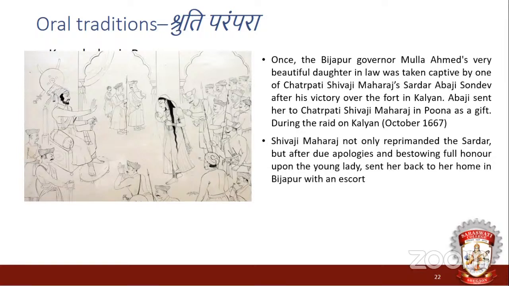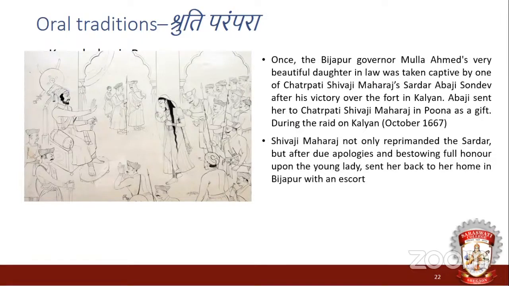He defeated the governor of Bijapur near Kallan, Mullah Ahmad. The very beautiful daughter-in-law of Mullah Ahmad was taken captive by Maharaj's Sardar Abaji Sondev. Then Abaji sent her to Shivaji Maharaj, thinking that Maharaj would be pleased to receive such a beautiful lady as a gift. It is written history. But what Shivaji Maharaj did with the lady is known to everyone.